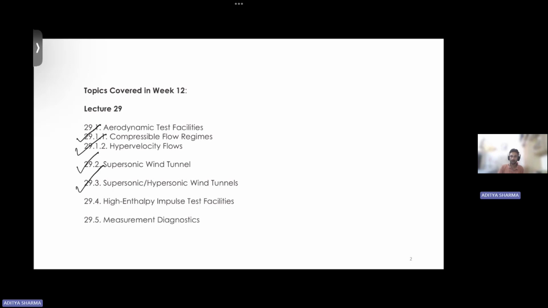After that, we have a Ludwig tunnel. So it has a storage tank, then it has a D-level nozzle, and after that it has a test section and a dump tank at the end. The test time in this setup is of the order of milliseconds.